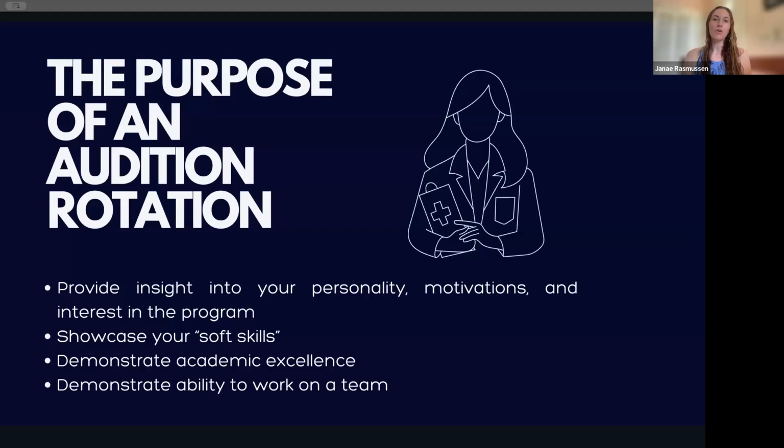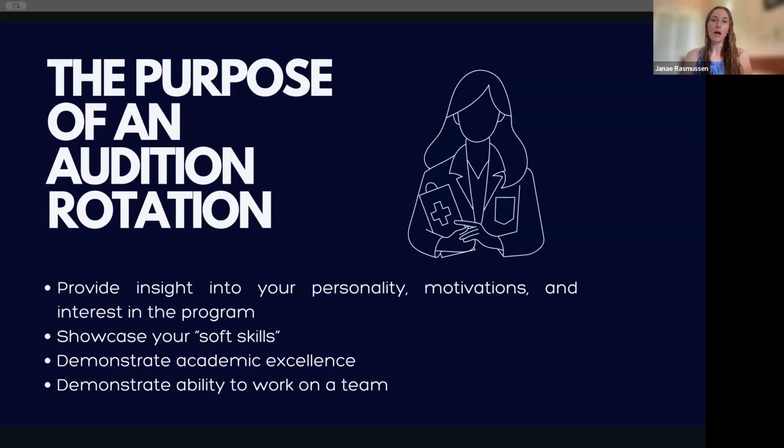So this is the program's opportunity to get to know who you are and how you interact within their program's culture. This is also the opportunity for them to see: are you able to keep up with the rest of the medical students on a rotation? Are you able to meet the academic expectations? And one of the most important points is, do you work well on a team?